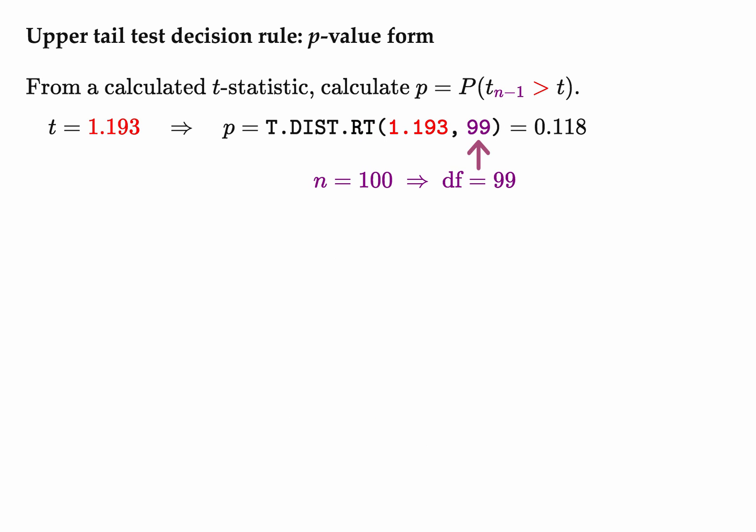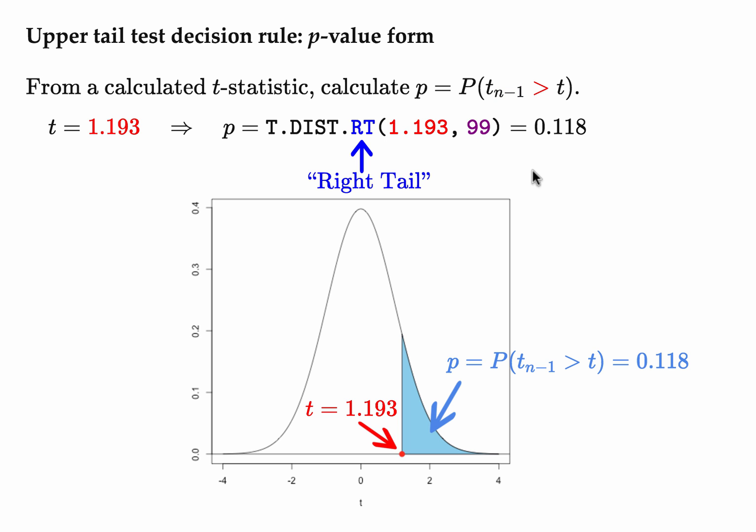So the degrees of freedom that we went by before, that 99, is n minus 1. Okay, so a sample size of 100 means you put 99 in there for your second argument to the t distribution command, and it calculates a p-value of 0.118, which is the area above the t statistic. So the probability that the t distribution is greater than 1.193 is 0.118.